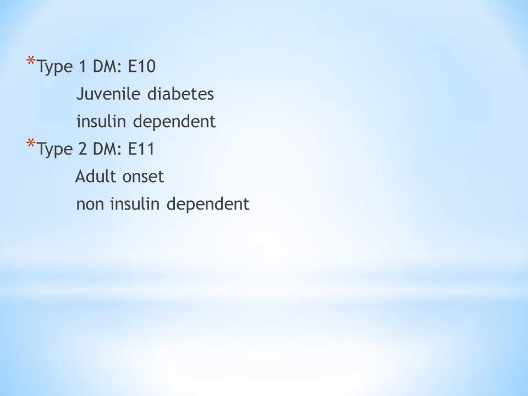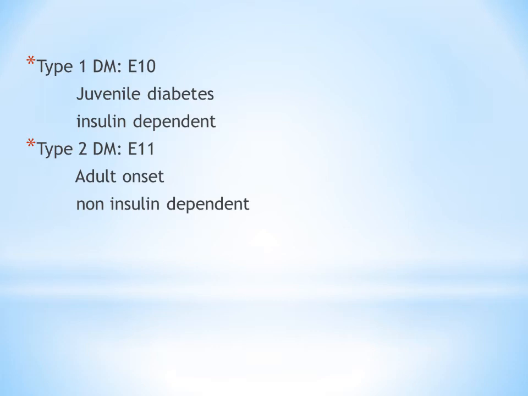It is usually called juvenile diabetes because it occurs more commonly in the juvenile period, that is before puberty. Even though it is called juvenile diabetes, it can occur even in adulthood. So it is not always juvenile in onset, but usually it occurs in the juvenile period, so it is called juvenile diabetes. It is also known as insulin dependent diabetes.